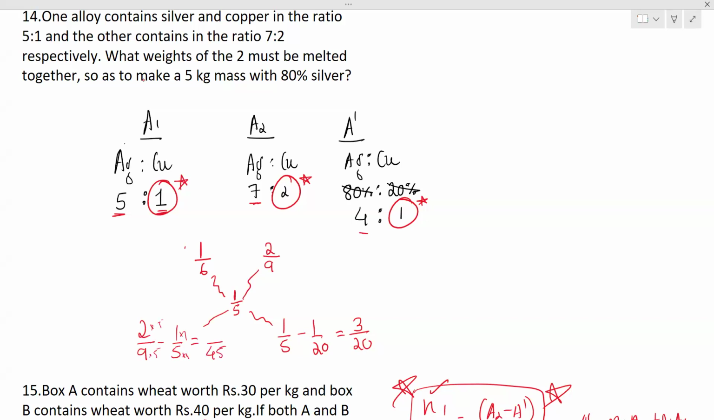Okay. Next, what do I have here? 5 into 2 is 10. 4 into 1 is 4. 10 minus 4, 6. Yeah. So what is the ratio? And what is the ratio in both must be divided? 6 by 45 into 20 by 3. Yeah. 3 1 times, 3 2 times. 5 4 times, 5 9 times. So they must be divided in the ratio 4 2 times is 8. 8 by 9.